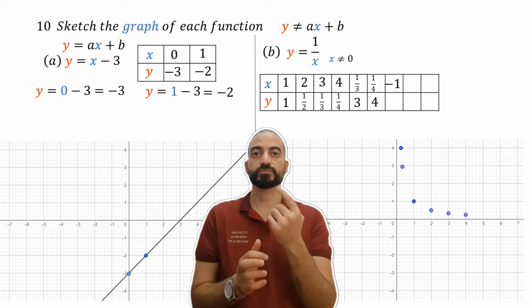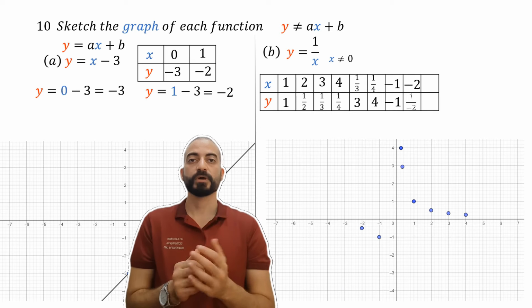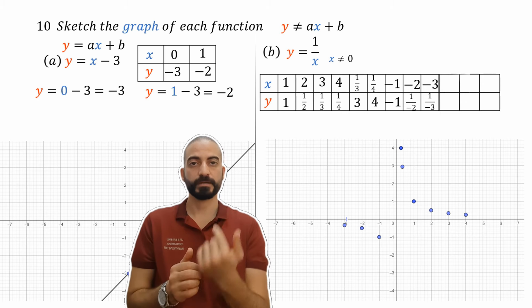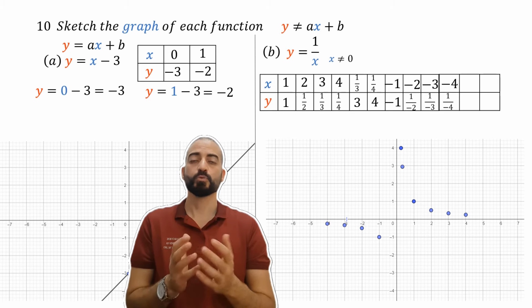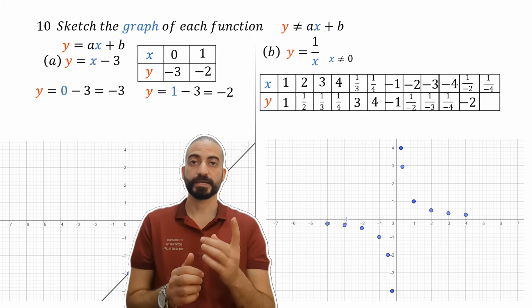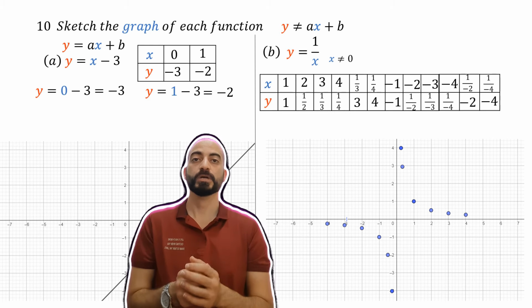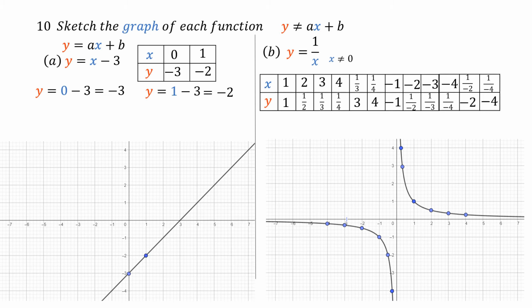X is minus 1, then y is minus 1. X is minus 2, y is 1 over minus 2. X is minus 3, then y is 1 over minus 3. X is minus 4, y is 1 over minus 4. X is 1 over minus 2, y is minus 2. X is 1 over minus 4, then y is minus 4. Now we connect the points together to finally get this graph.